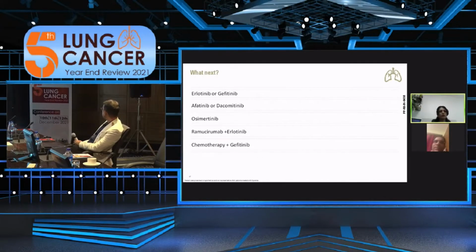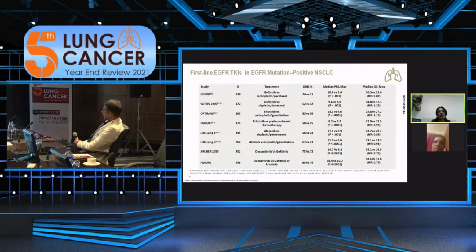So for this patient, coming back, do we give erlotinib, gefitinib, afatinib, dacomitinib, osimertinib, ramucirumab plus erlotinib, or chemotherapy plus gefitinib? One of the best parts of this kind of discussion is that today we have so many options, and that's a luxury. Goes without saying. Ten years ago, we couldn't talk this way at all. So for this patient, what would we do?